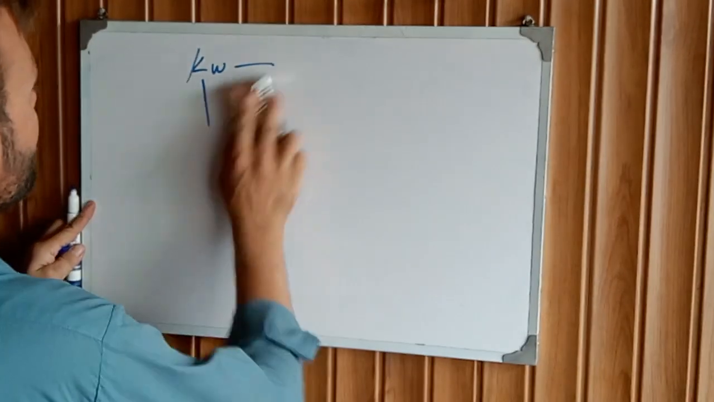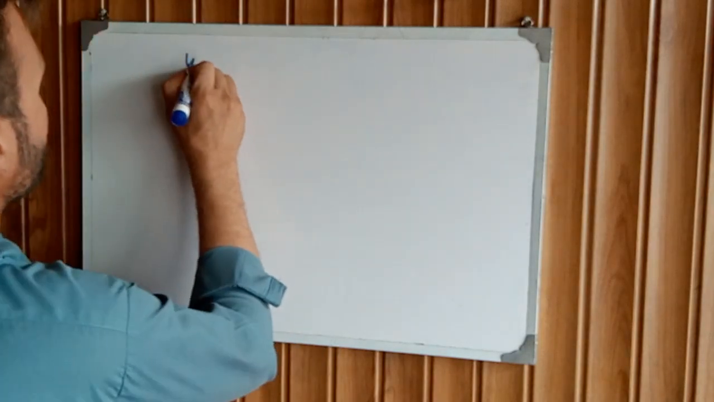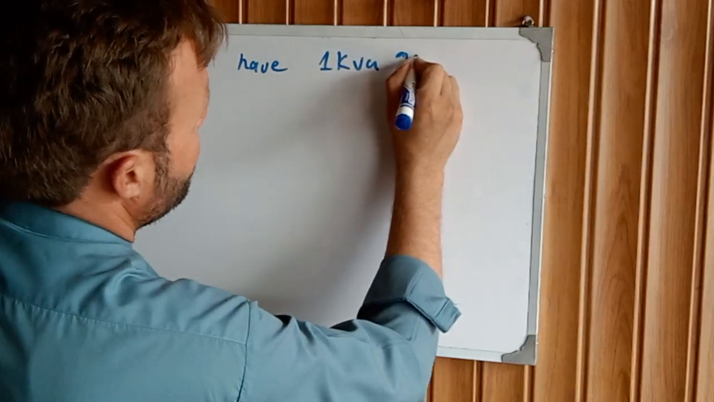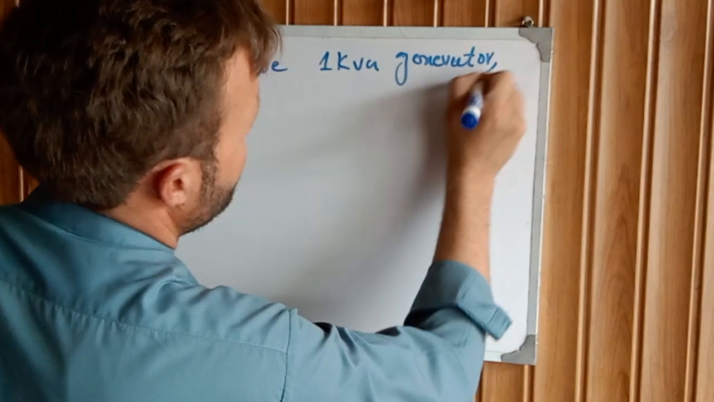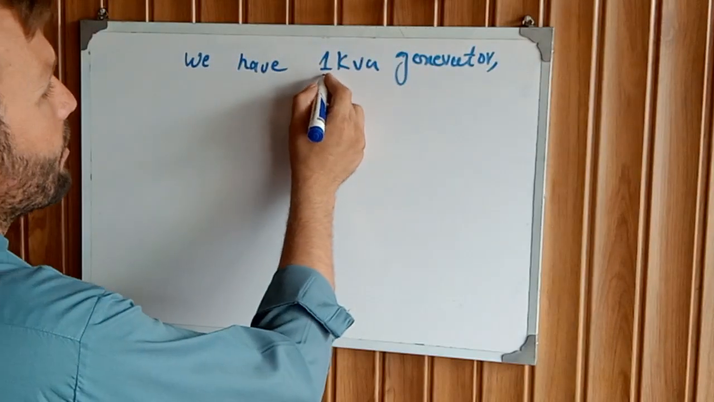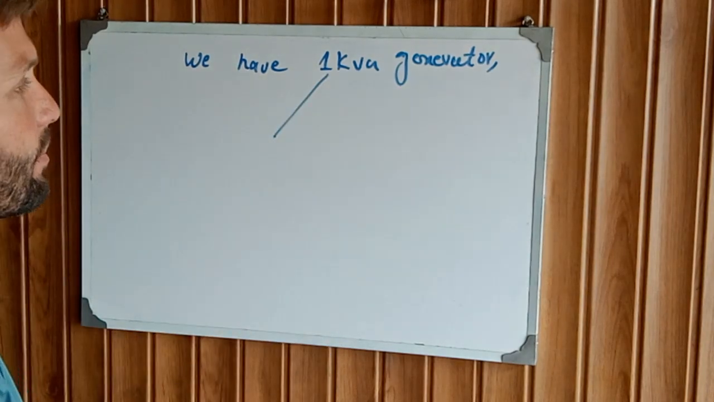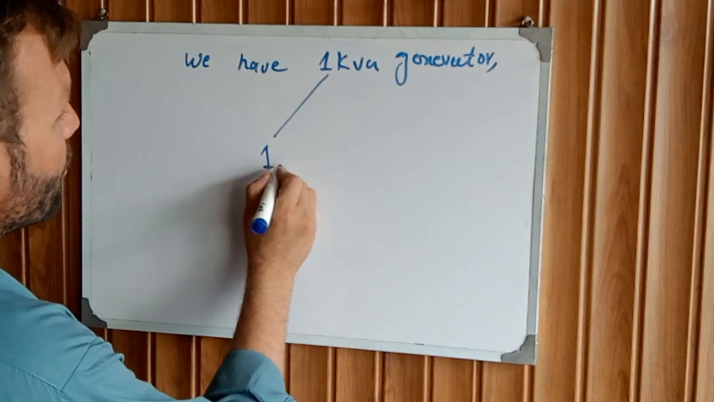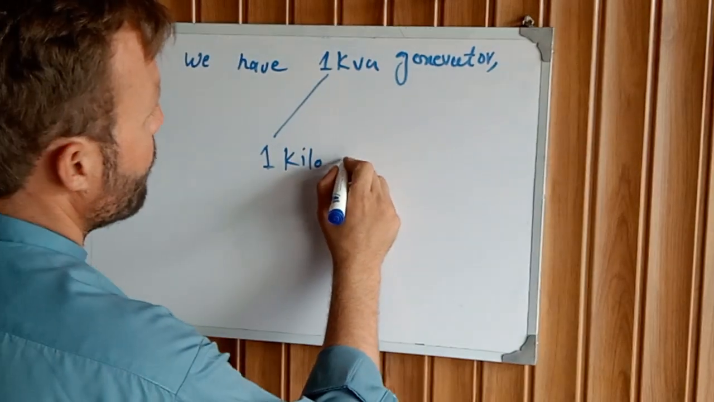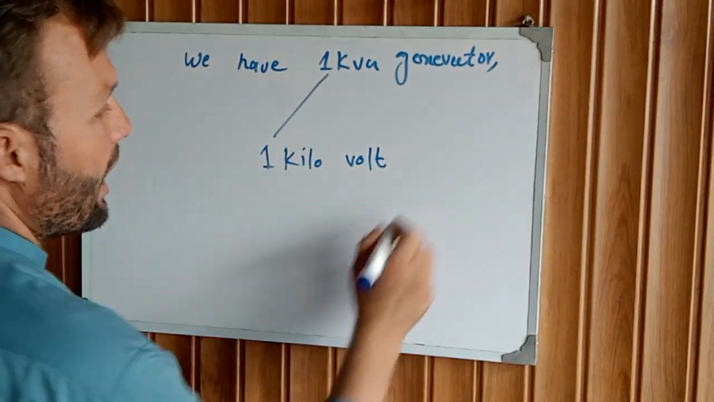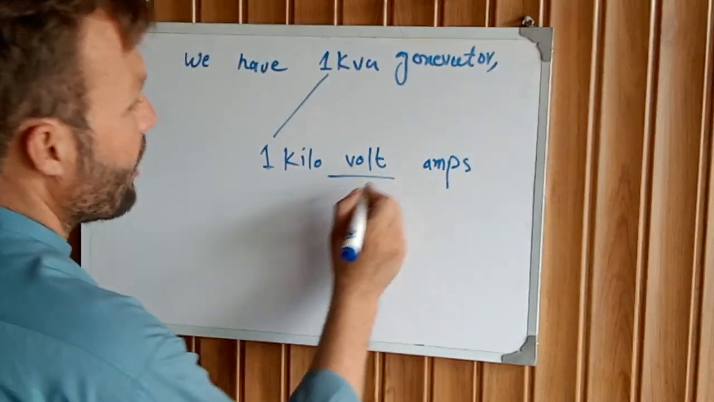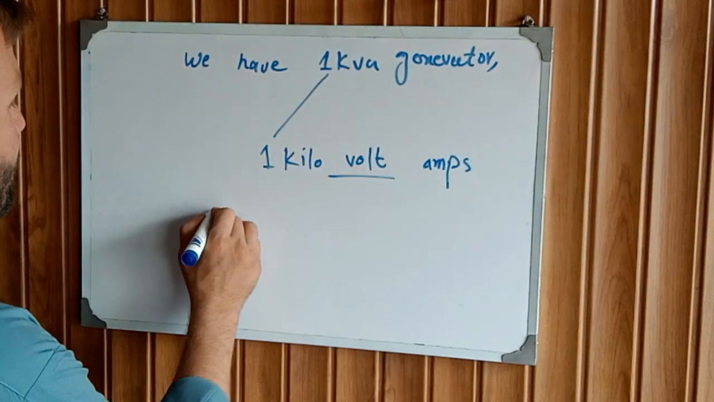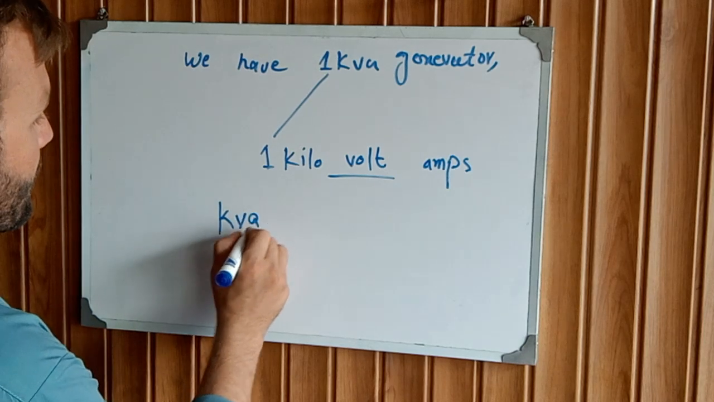For example, we have a 1 kVA generator. That means we have 1 kilovolt amperes. What is the meaning of this kVA?